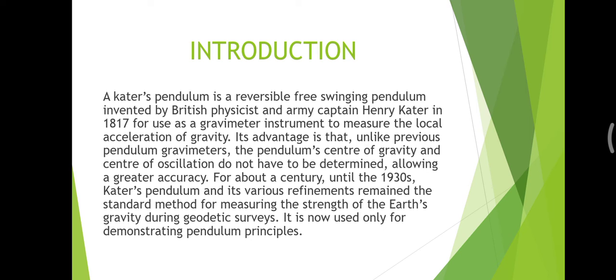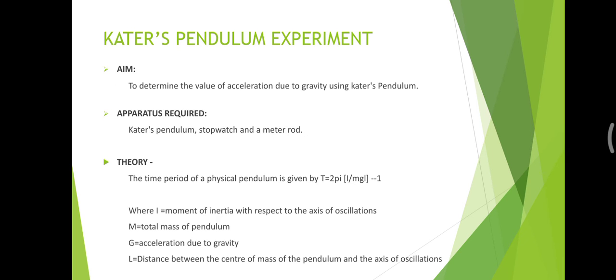For about a century, until the 1930s, the Kater's pendulum and its various refinements remained the standard method for measuring the strength of the Earth's gravity during geodetic surveys. It is now used only for demonstrating pendulum principles. Aim: to determine the value of acceleration due to gravity using Kater's pendulum. Apparatus required: a Kater's pendulum, a stopwatch, and a meter rod.